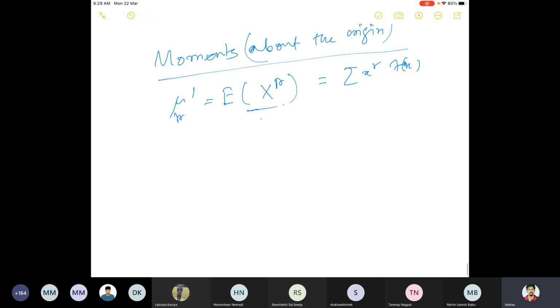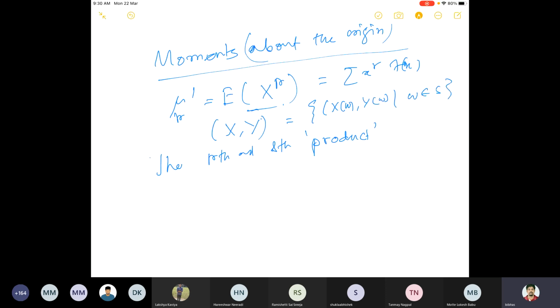So here we are now defining the rth and sth product moment. Earlier we just said moment, now we are calling it a product moment. Because what is happening here is, this product is nothing but the Cartesian product. When we take everything in terms of the pair x, y, the values are like X(omega), Y(omega). These are real numbers, and omega is in S. So this is nothing but the Cartesian product of the range of x and the range of y.